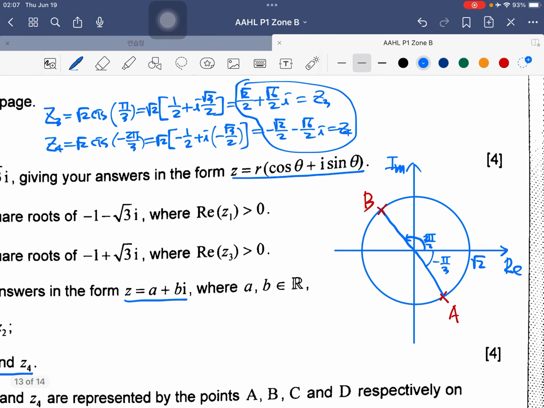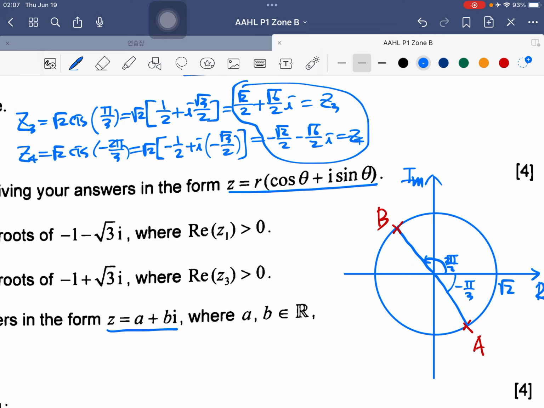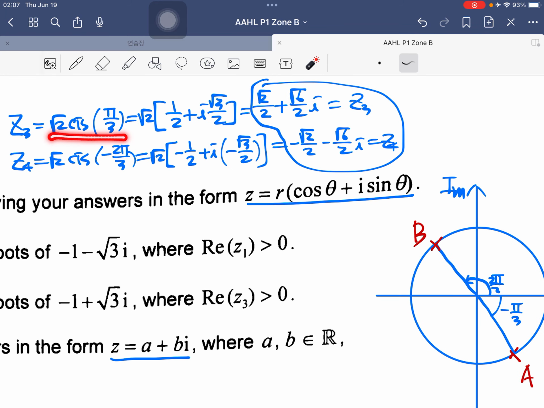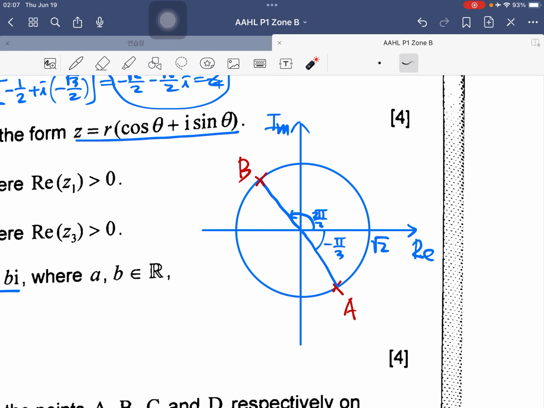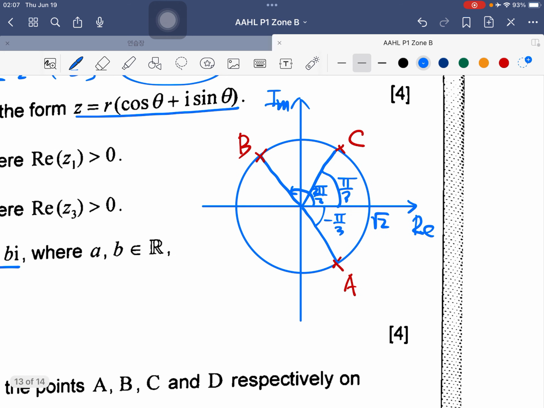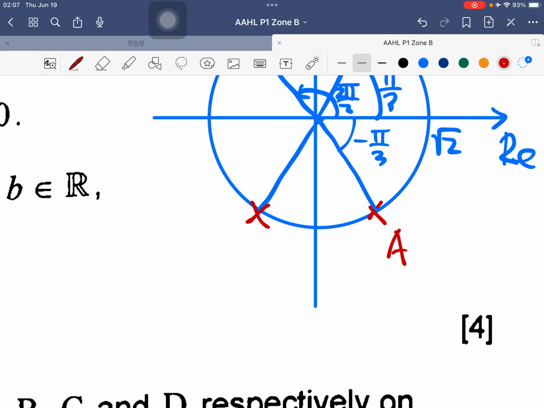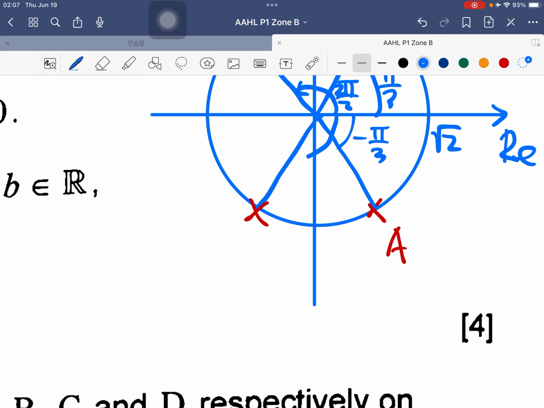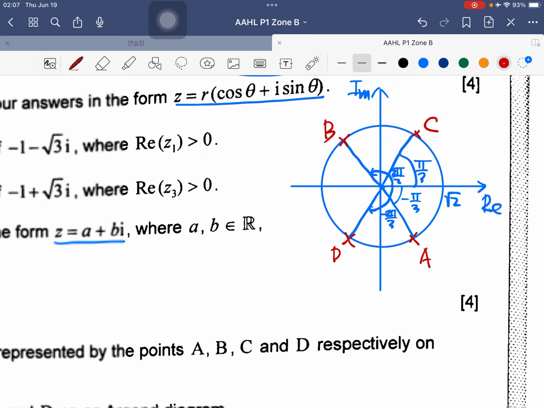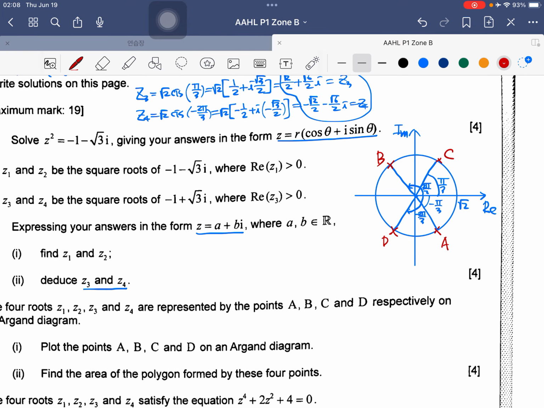The C point, z3, is over here, square root of 2 at angle pi over 3, which is this angle here. This is point C. And in the same way, point D must be located over here because it has argument minus 2 pi over 3. And this is point D.